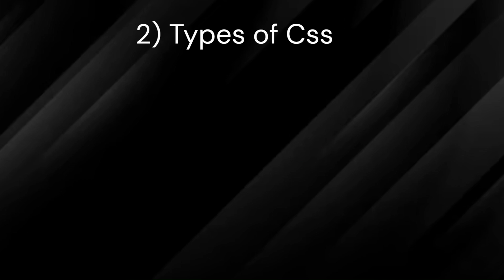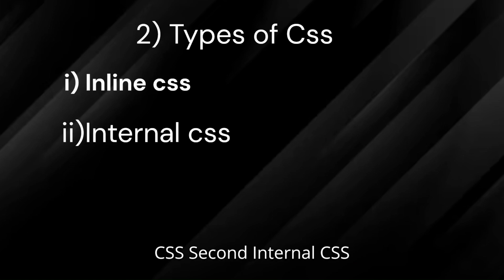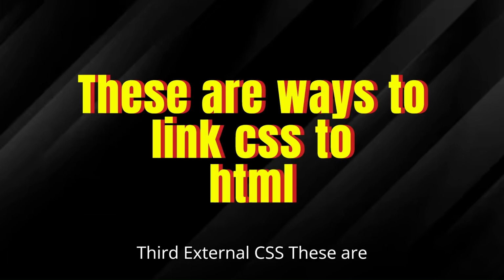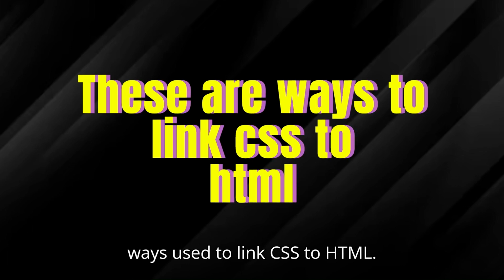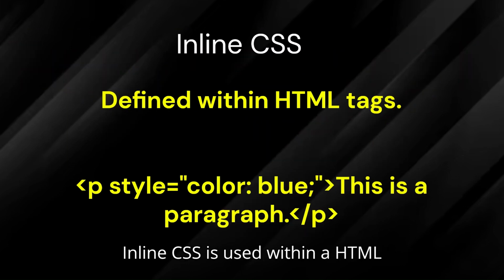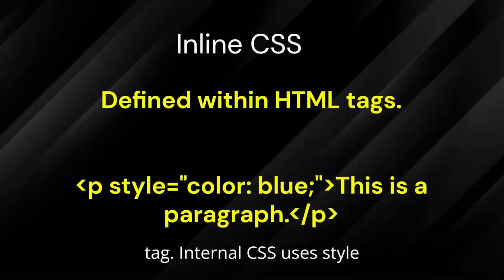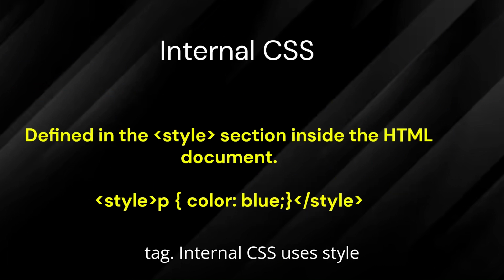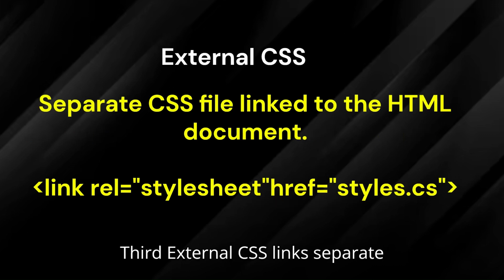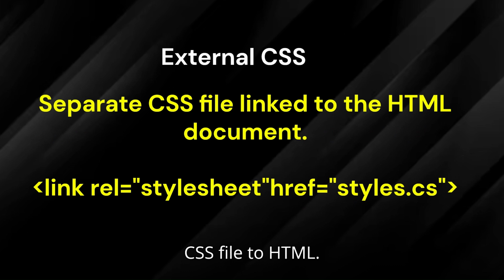Second topic, types of CSS. First, inline CSS. Second, internal CSS. Third, external CSS. These are ways used to link CSS to HTML. Inline CSS is used within an HTML tag. Internal CSS uses the style tag for linking CSS to HTML. Third, external CSS links a separate CSS file to HTML.